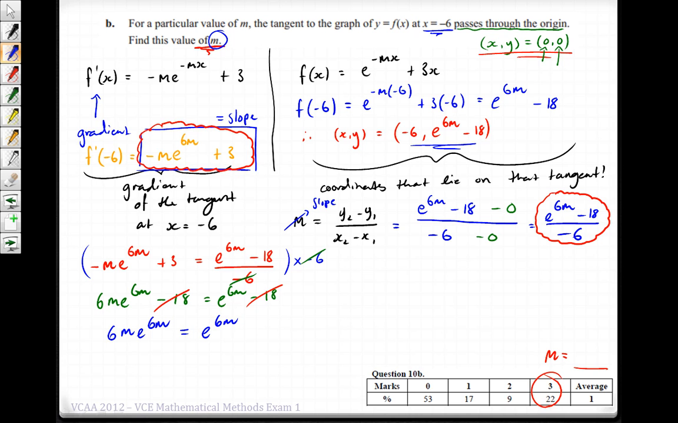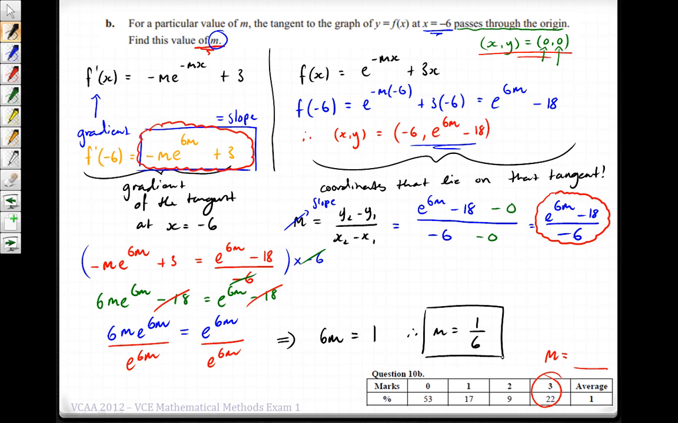So if we divide both sides by e to the 6m, divide by e to the 6m, divide by e to the 6m, this is going to become 6m equals 1, so therefore m equals a sixth, and that's the value of m that will give us a tangent at x equals negative 6 that passes through the origin. So yeah, if we complete what we wanted down the very last bit, we wanted m, and we get that to be m equals 1/6.